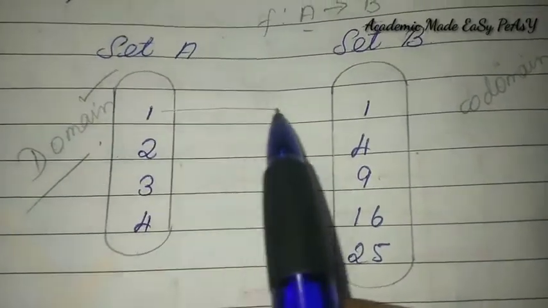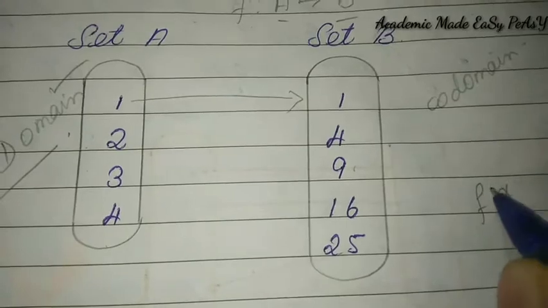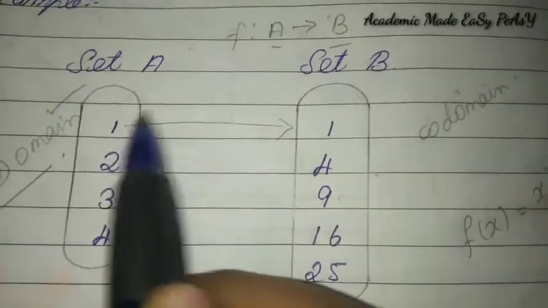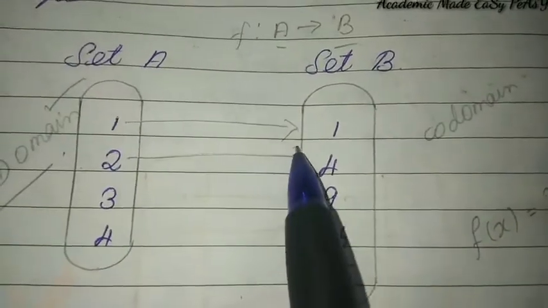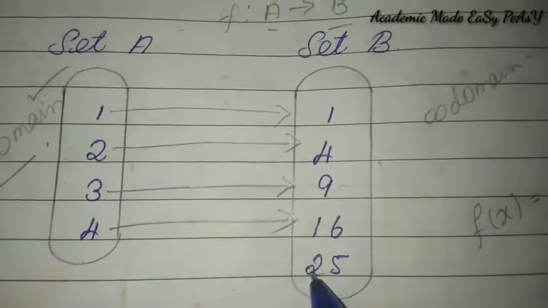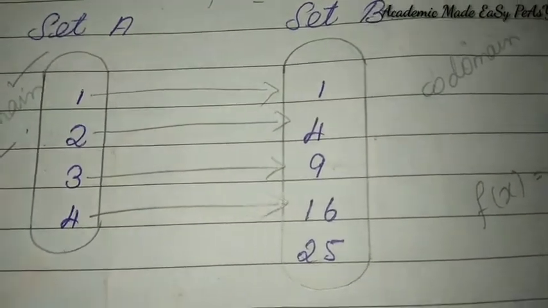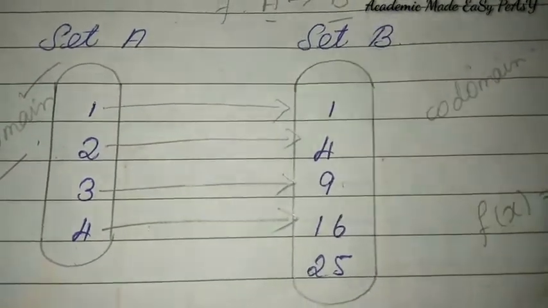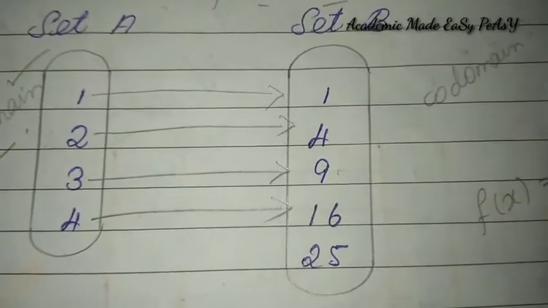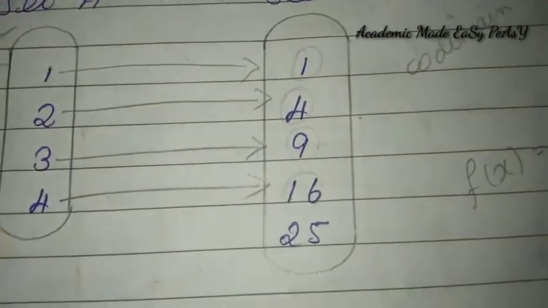Now we have to know what is range, isn't it? If my function is f(x) = x², I will be mapping 1 to 1, and 2 squared is 4, 3 squared is 9, and 4 squared is 16. I don't have any other element in the domain, so I'm just leaving it like that. So what will happen now? Every element of this set altogether is called the codomain, but the mapped elements 1, 4, 9 and 16 are the range.